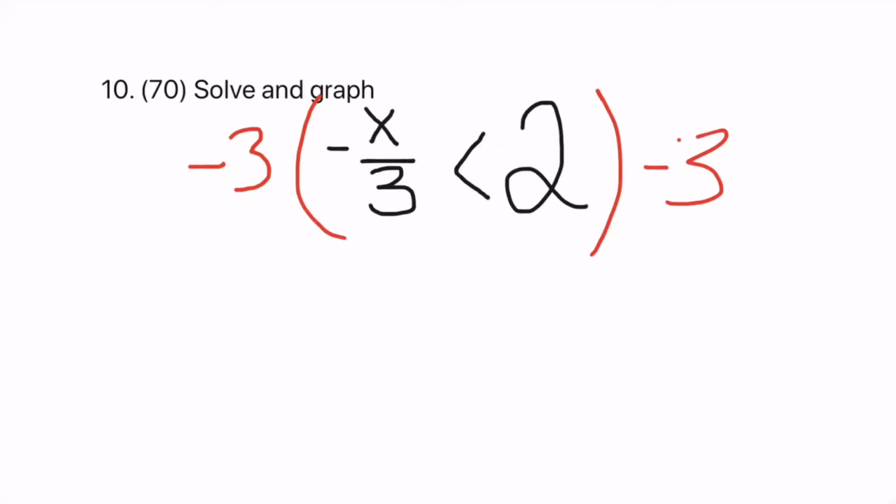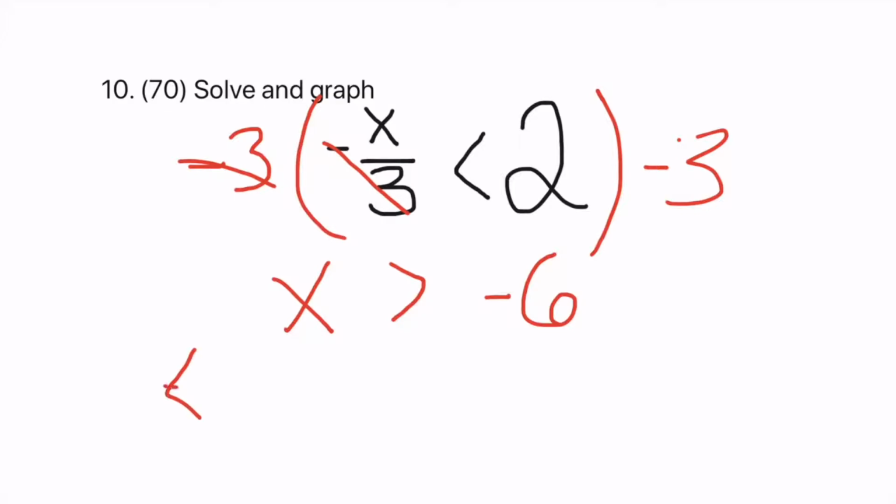So this -3 and this -3 cancel. I'm left with x. And over here, 2 times -3 is -6. But notice, since I multiplied by a negative number, I have to flip my sign. That's super important. If you forget to flip your sign, it'll mess up the entire problem.